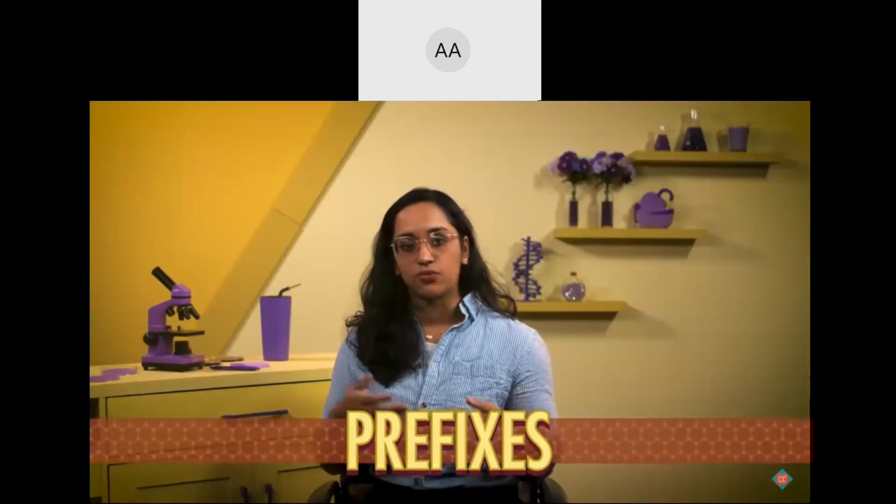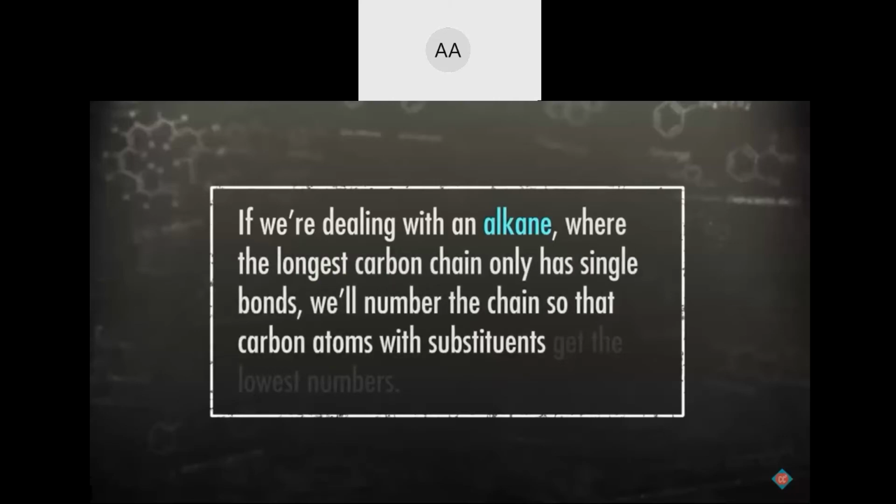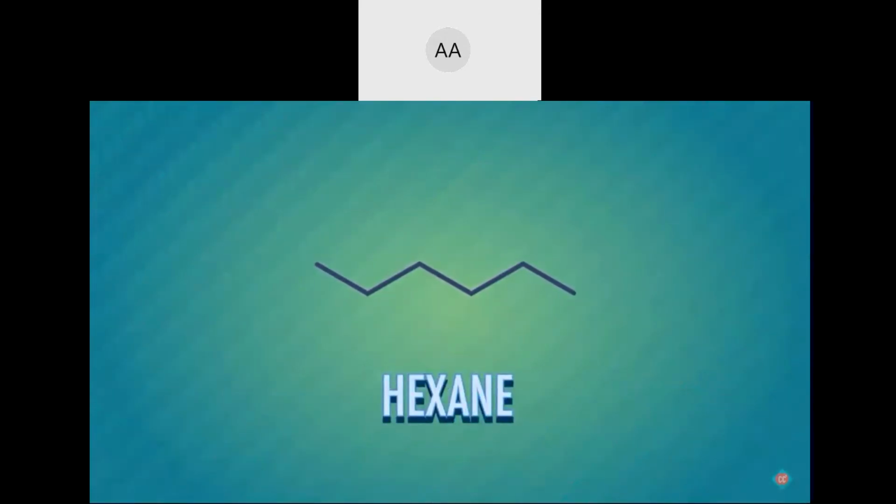Plus, just like we had to count carbons for alkenes and alkynes, we need to communicate where every substituent has done its substituting. If we're dealing with an alkane where the longest carbon chain only has single bonds, we'll number the chain so that the carbon atoms with the substituents get the lowest numbers. For example, let's take our hexane from before and replace 1 hydrogen on a carbon with a CH3 group. So in this case, we have an alkane, and we want to number the longest 6-carbon chain so that the carbon with the substituent is 2, not 5.